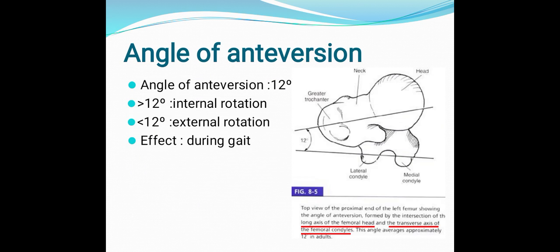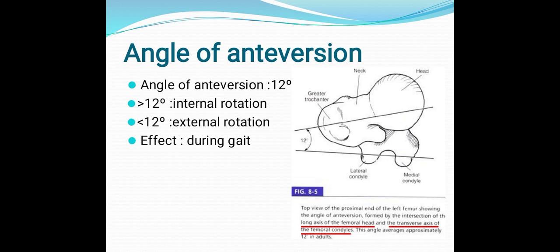Angle of anteversion. The angle of anteversion is formed by the intersection of the long axis of the femoral head and neck and the transverse axis of the femoral condyles. This angle averages approximately 12 degrees in adults. If the angle is greater than 12 degrees, it means that the head of the femur is in anteversion, which means internal rotation of the leg or toeing in.